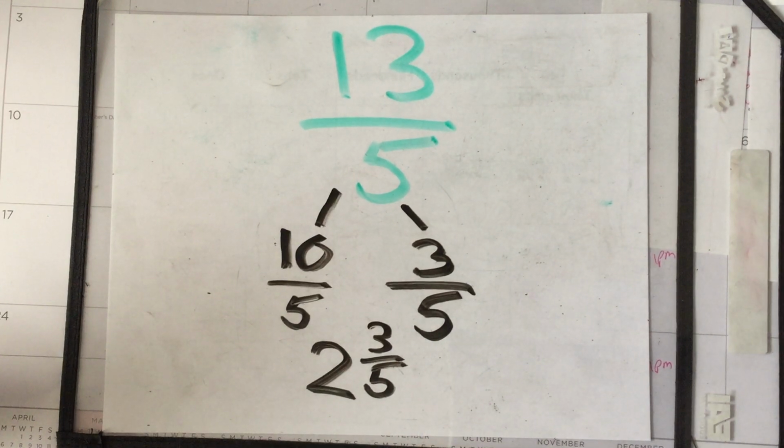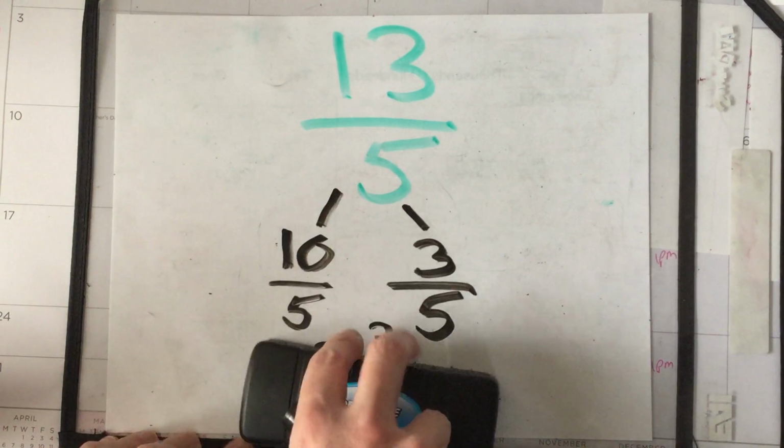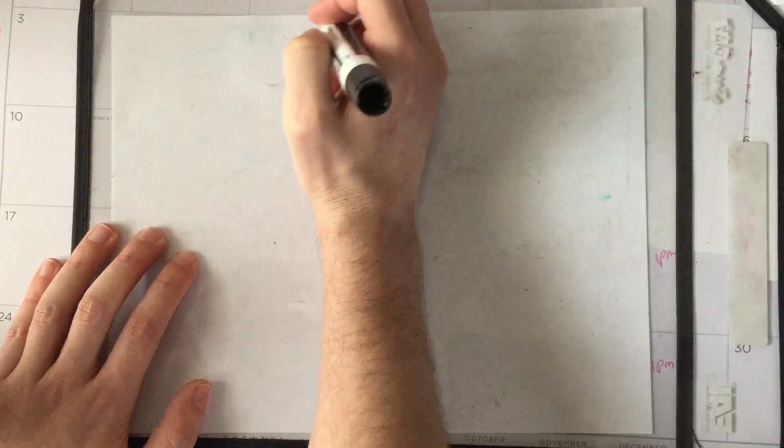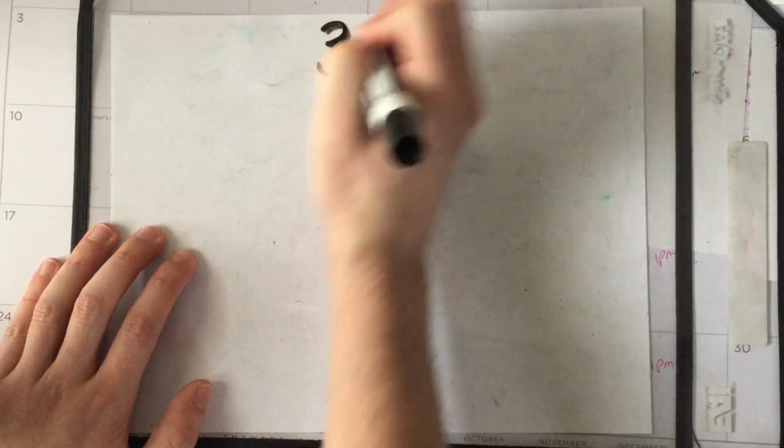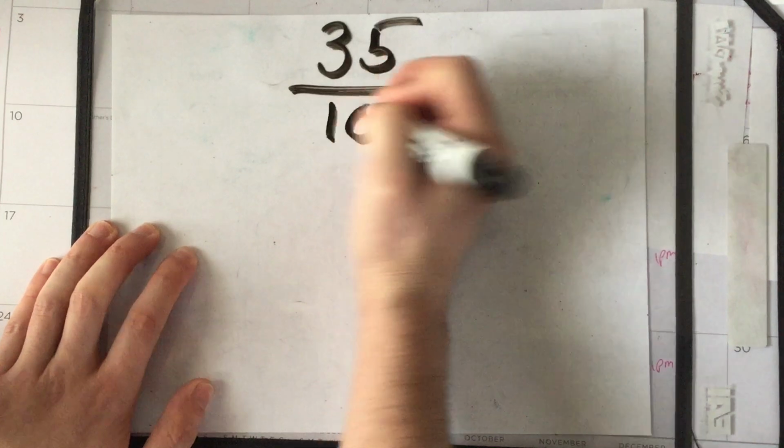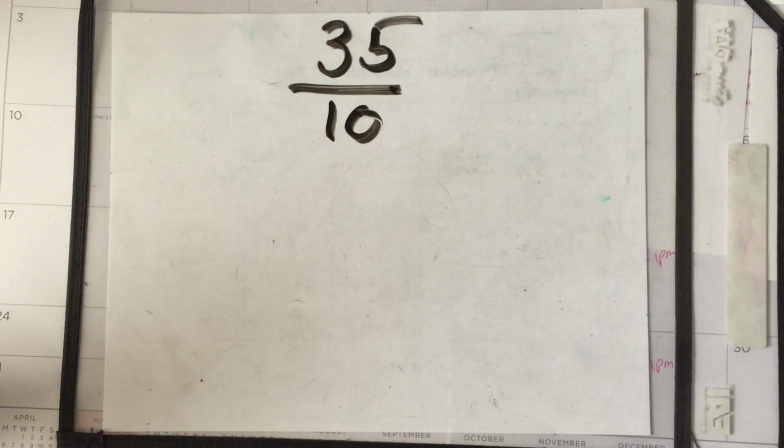I'm going to do one more here. And that one is going to be 35/10. All right, let's start with our steps again. I know that I have 35 pieces, and each of them is the size of 1/10. I have 35 tenths.